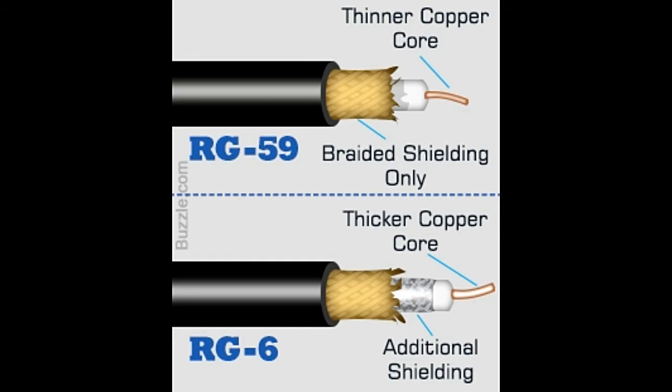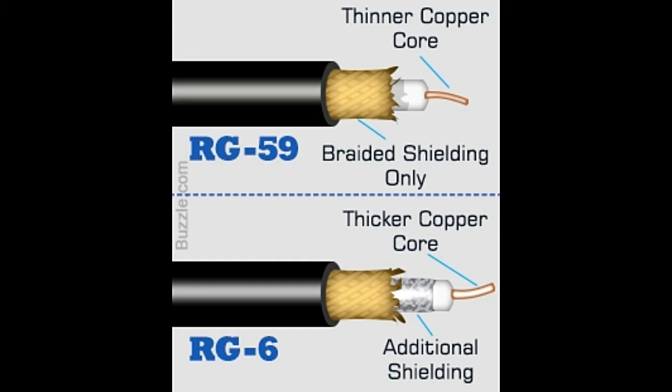Coaxial cables use the RG system to differentiate between the various kinds of cables. RG stands for an obsolete military term, radio guide. The numbers are used to distinguish one cable from the other, but they are assigned randomly and carry no specific meaning.